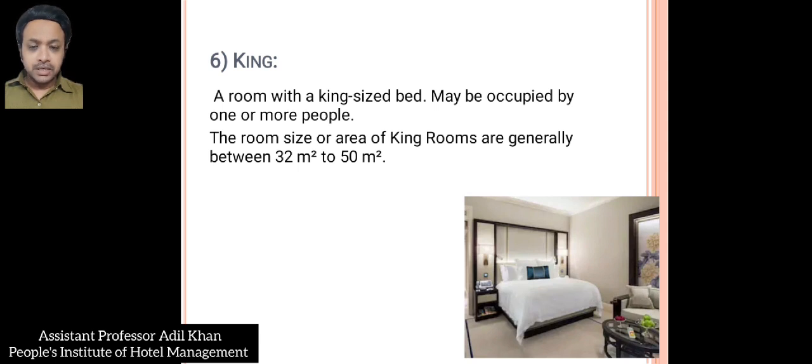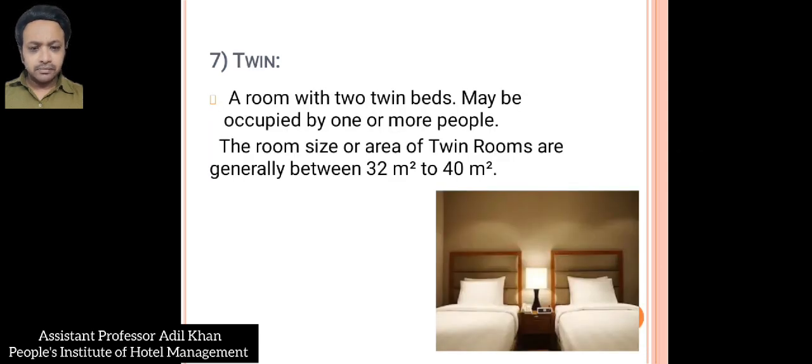Our sixth room is king size room. A room with a king size bed may be occupied by one or more people. The room size or area of king rooms is generally between 32 square meters to 50 square meters.